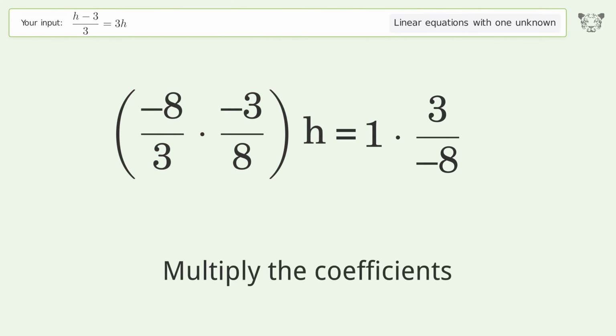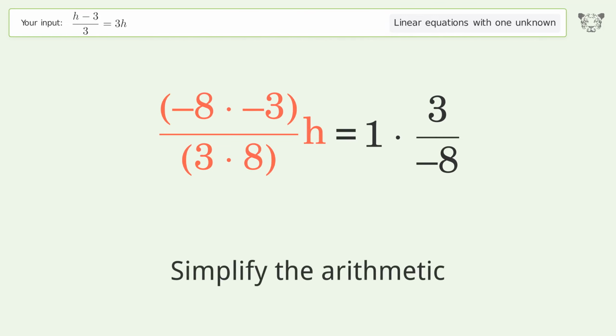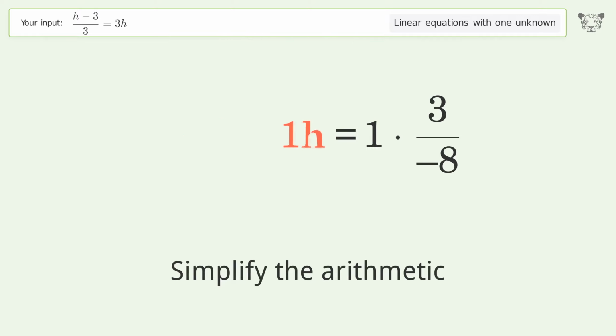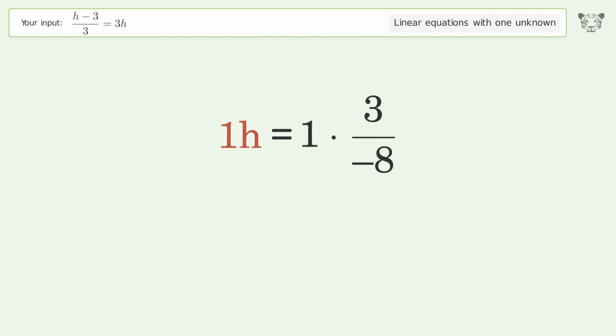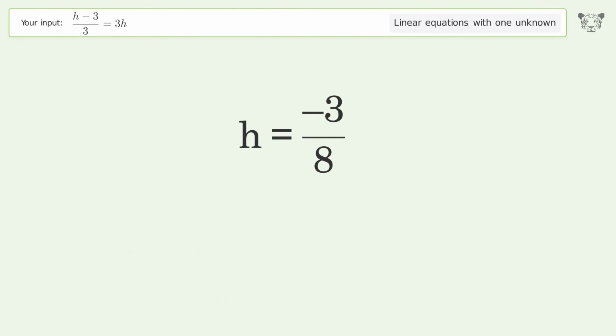Multiply the coefficients. Simplify the arithmetic. Move the negative sign from the denominator to the numerator. And so the final result is h equals -3/8.